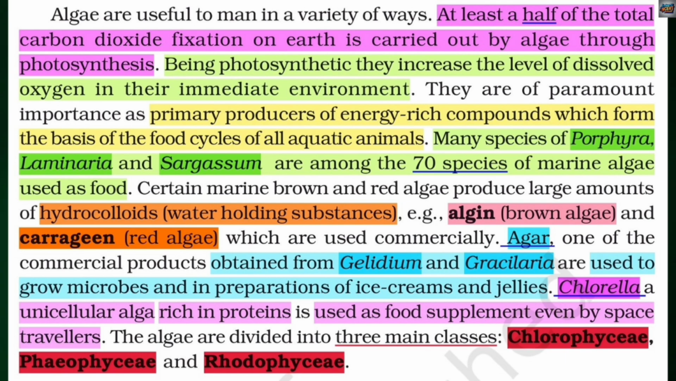Certain marine brown and red algae produce large amounts of hydrocolloids, water-holding substances. For example, algin from brown algae and carrageen from red algae, which are used commercially. Agar, one of the commercial products obtained from Gelidium and Gracilaria, is used to grow microbes and in preparations of ice creams and jellies. Chlorella, a unicellular alga rich in proteins, is used as food supplement even by space travelers. The algae are divided into three main classes: Chlorophyceae, Phaeophyceae, and Rhodophyceae.